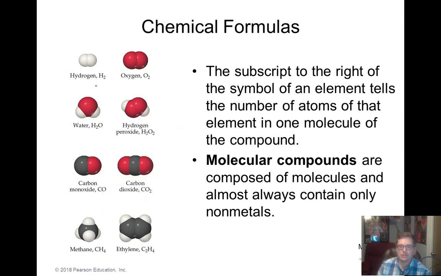So, we've got hydrogen. Notice that we've got this little 2 right here. That tells us that there are 2 hydrogens. So hydrogen never appears as just a little H. It always comes in pairs of 2, okay?